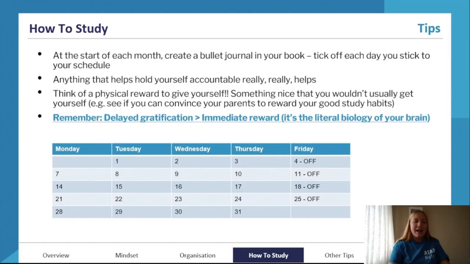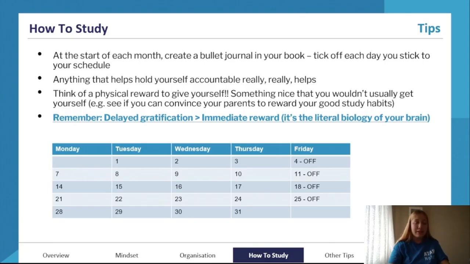Some more tips. At the start of every month, create a bullet journal in your book and tick off each day that you stick to your study schedule. This will help you hold yourself accountable and stick to the routine that you've developed. So, did I stick to my study routine on Monday? Yep, tick it off. Did I not?